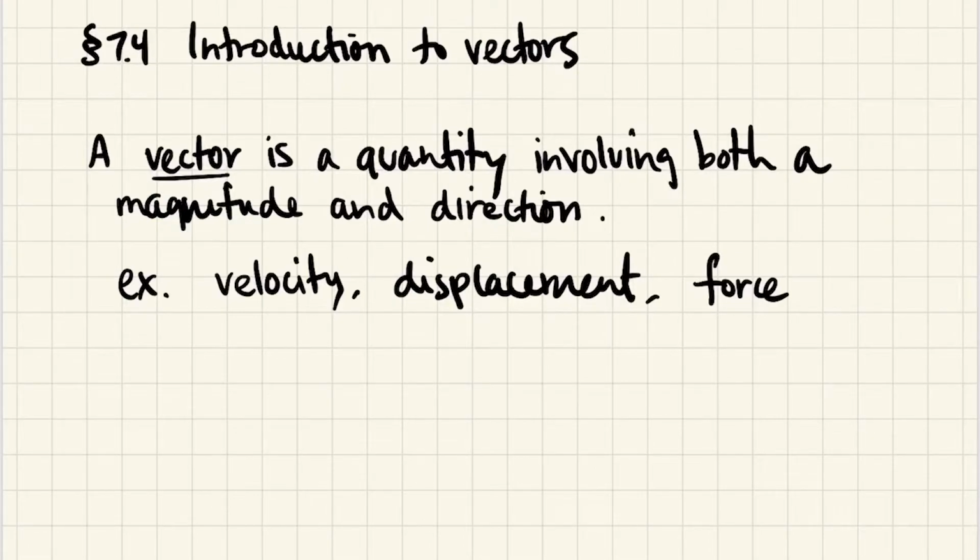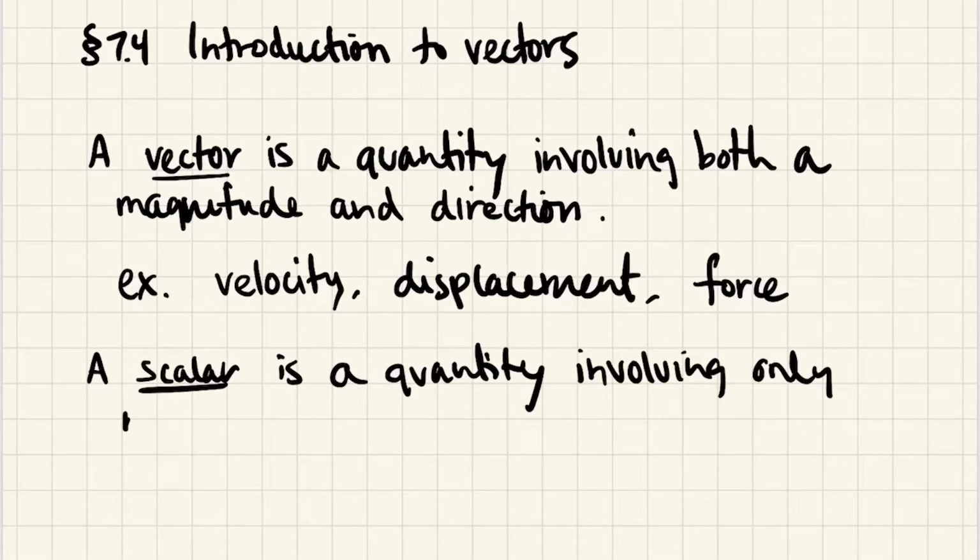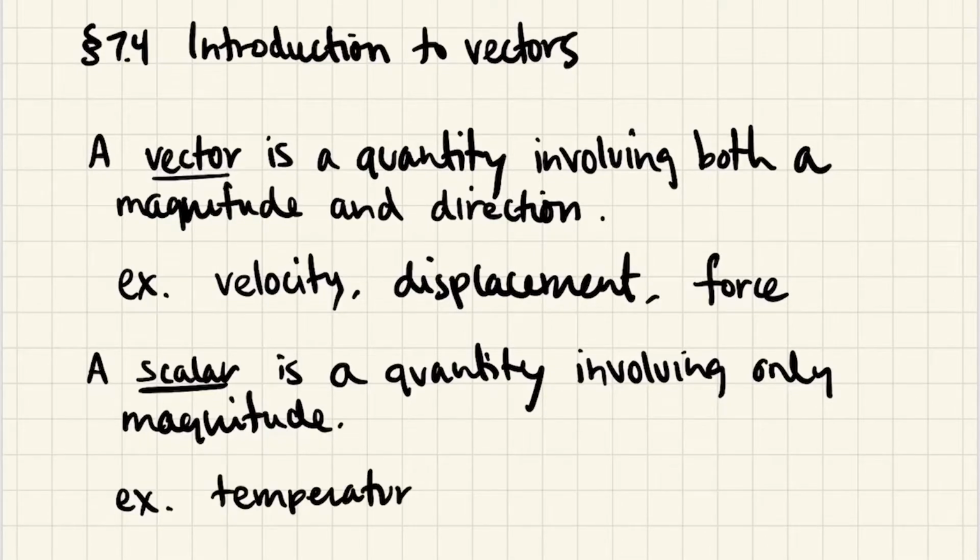Okay. In contrast, a scalar is a quantity involving only magnitude. As an example, that would be, say, temperature. The temperature of a room could be 70 degrees, but there's no direction, it's just 70 degrees. Another one would be mass. The mass of an object is just what it is. There's no direction involved.